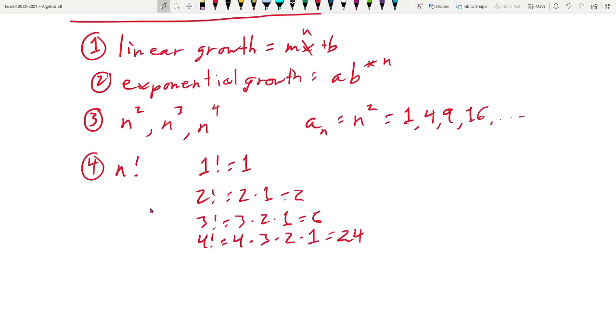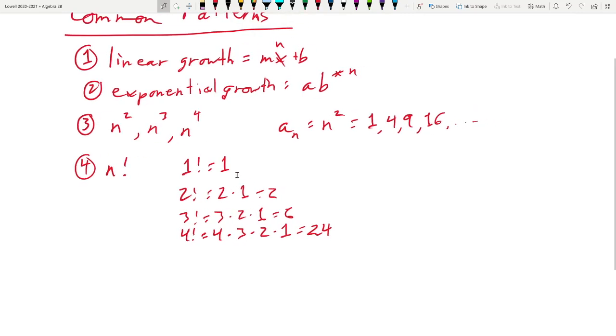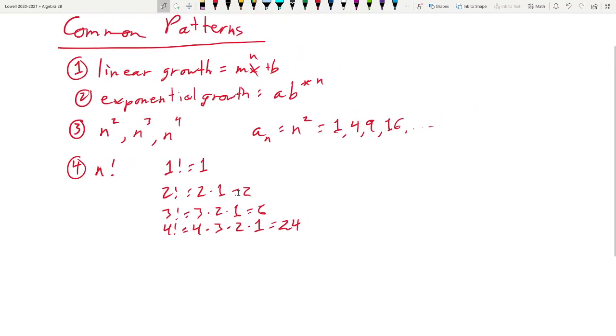Okay. So whenever I'm looking to create the equation of a sequence, I'm really looking for one of these. And of course, I guess the 5th one, which doesn't really fit into any of these, is variations of this. So for example, you might see something like this.